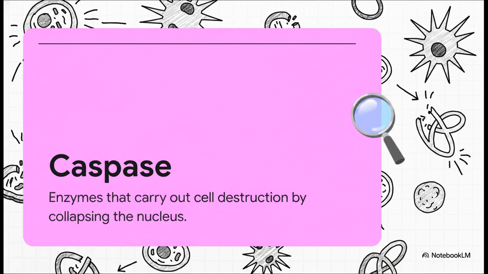And that brings us to a massively important definition for your boards: caspases. These are, without a doubt, the executioners of the cell. When a cell is officially doomed, caspase enzymes step up to violently carry out the destruction. We're talking collapsing the nucleus, condensing the chromatin, totally shutting down DNA repair, and completely dismantling the cytoskeleton.